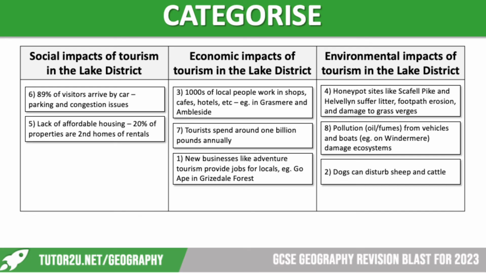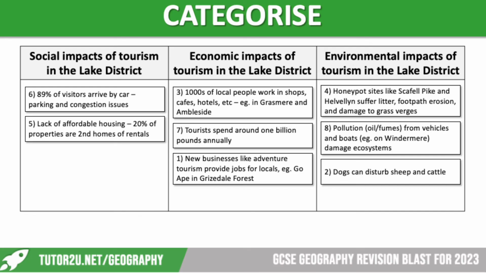And then in terms of economic impacts of tourism in the Lake District, thousands of local people work in shops, cafes, hotels, etc. So, for example, in places like Grasmere and Ambleside, which is really important. So it does generate lots of work in areas where there are not many other economic opportunities. But it is important to point out here that lots of those jobs are going to be seasonal and they're probably not going to be very well paid. Tourists spend around £1 billion annually in the Lake District, so huge numbers there.